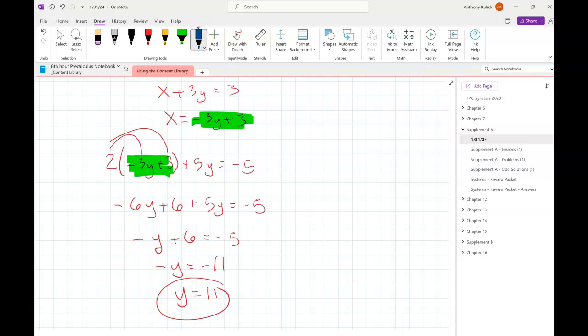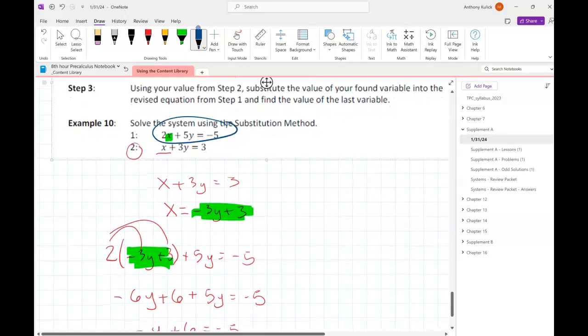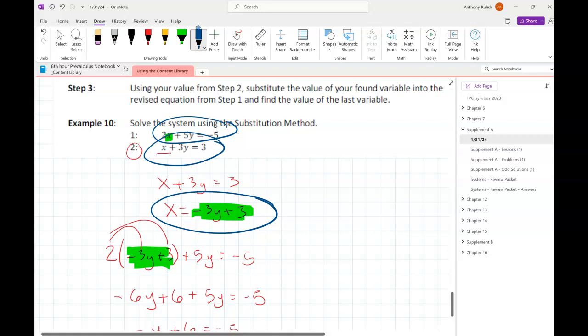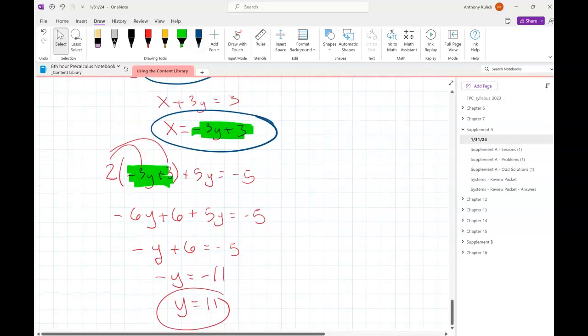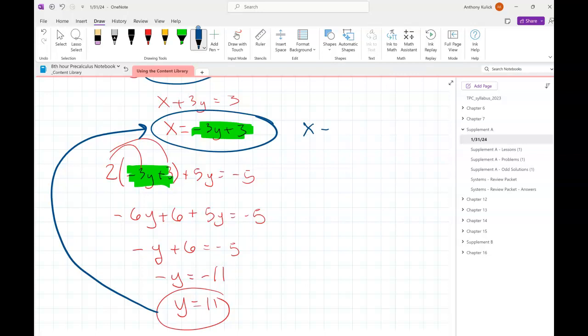So to get the other half of our answer, to get the x, I'm going to take this solution for y and plug it in to any two-variable equation. Which one do you suppose Mr. Kulik's going to pick? I'm going to pick this one. Why? Because the x is already by itself, right? I don't have to do anything to both sides. I just have to plug in the number and evaluate.